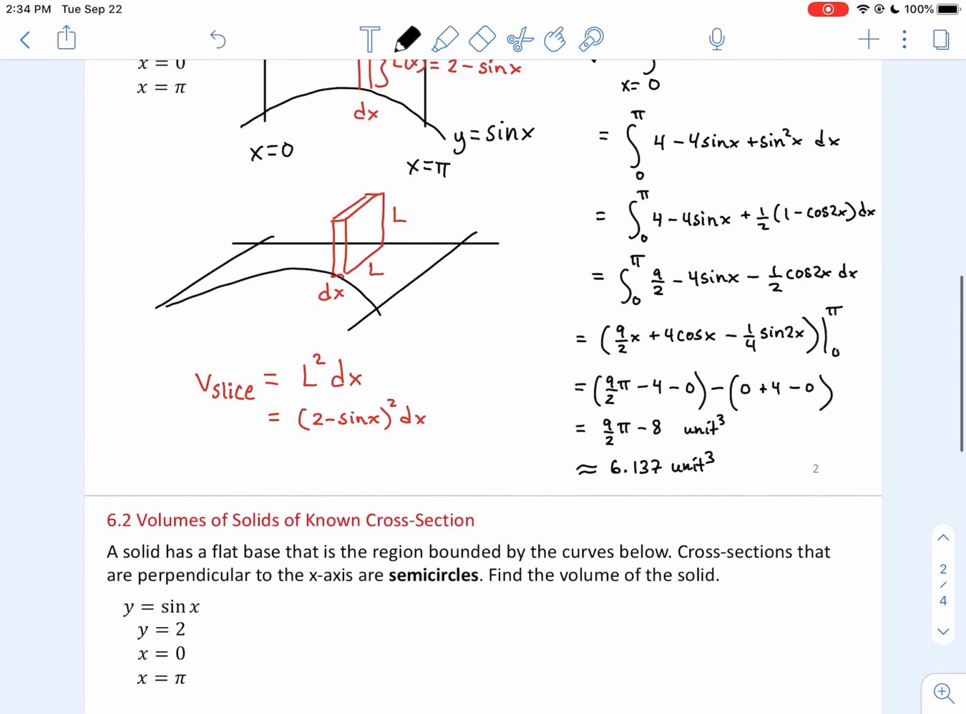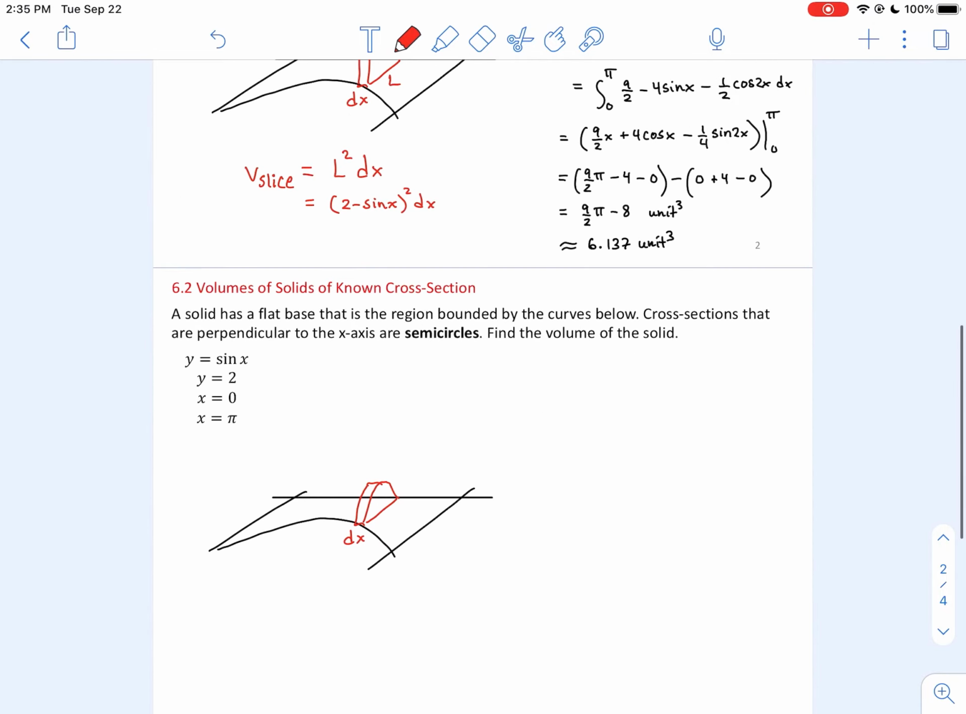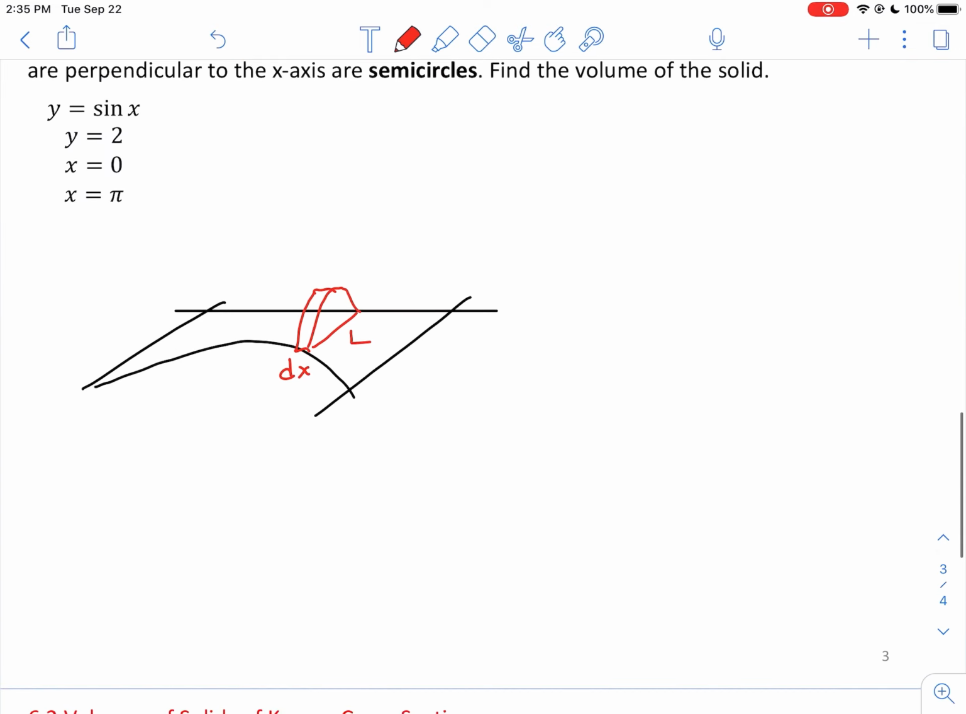This time around, I'm only going to redraw the bottom picture. And let's put a depiction of some sort of semicircle that has a little bit of thickness. Right, the drawing doesn't have to be perfect. Now, we do have the base is L. And let's see if we can come up with the volume of this slice.